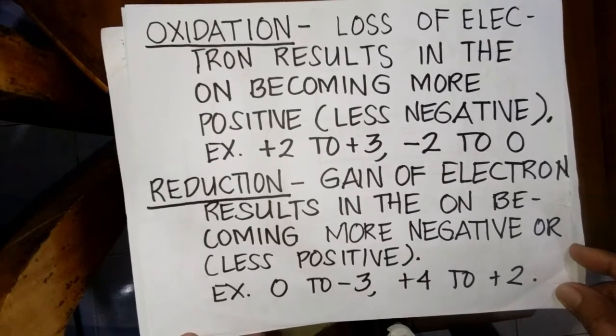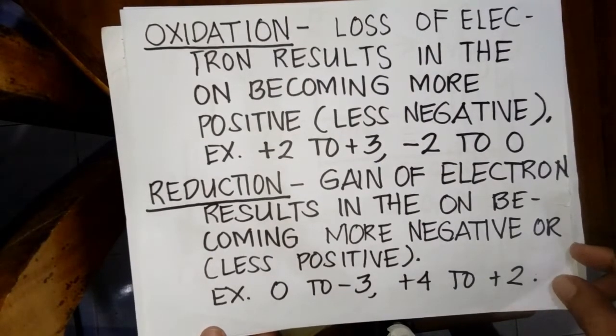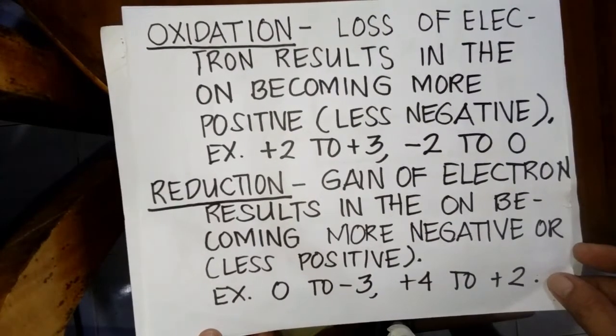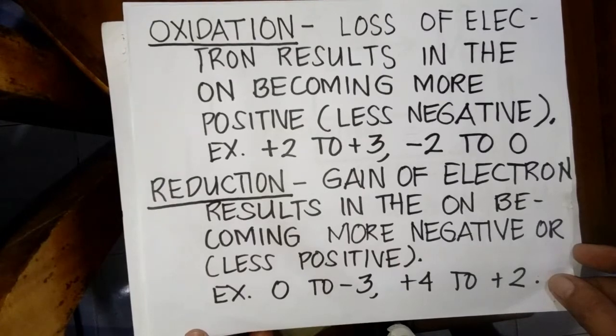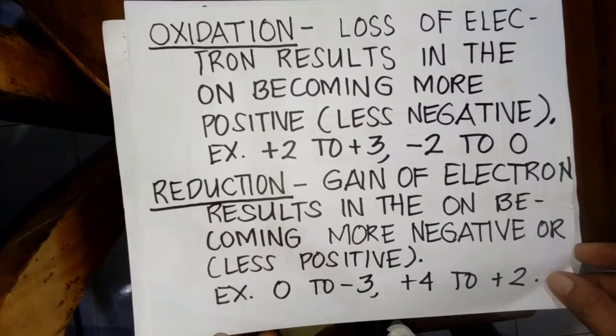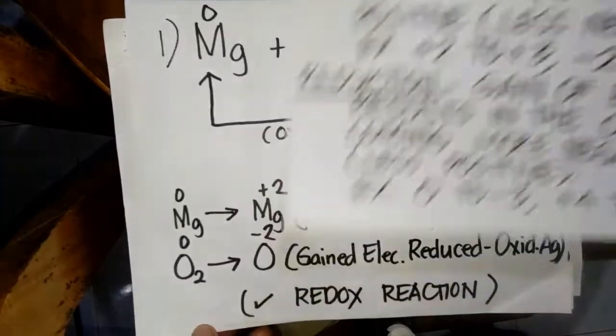Oxidation is the loss of electrons that results in the oxidation number becoming more positive or less negative. Example, positive 2 to positive 3, or less negative, negative 2 to 0. Reduction means there is a gain of electron that results in the oxidation number becoming more negative or less positive. Example, 0 to negative 3. This is becoming more negative or less positive, from positive 4 to positive 2.